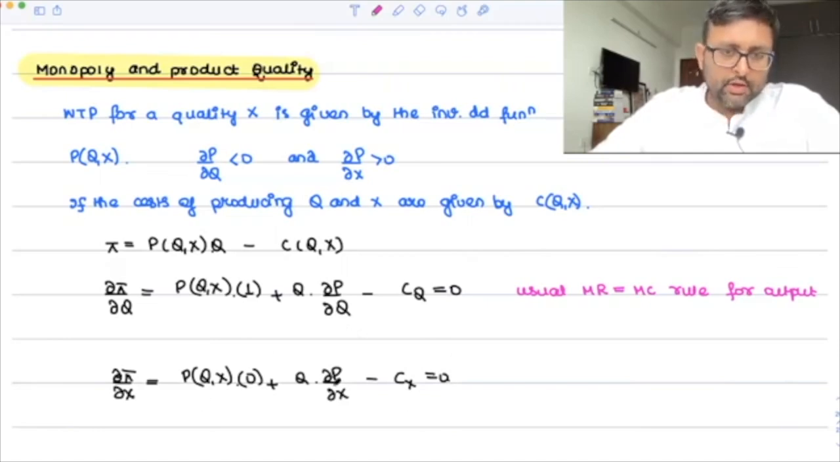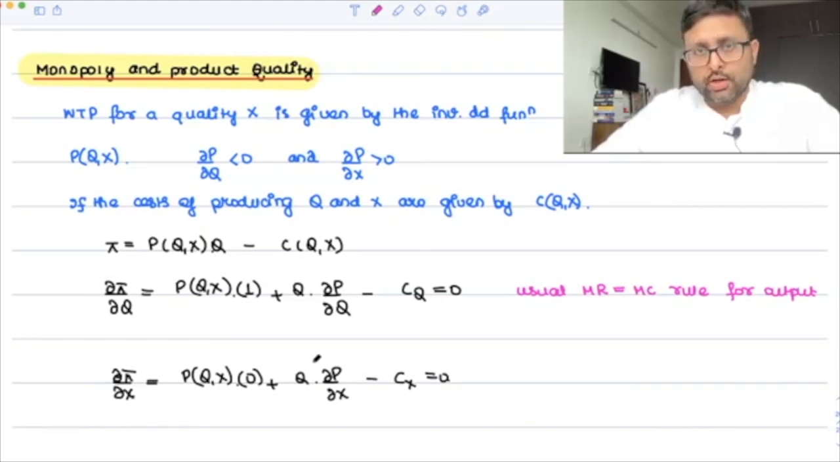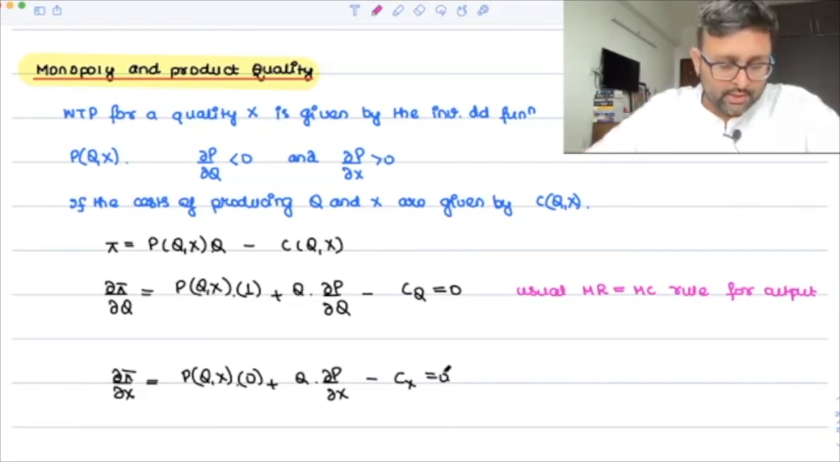What is this rule telling you? This is telling you how the revenue is going to increase if the quality is going to increase by 1 unit. So it is also saying that you have to equate the increase in the revenue, that is marginal revenue, from change in the quality, equals the change in cost due to the change in quality, right? That is MR due to the change in quality equals MC due to the change in quality.